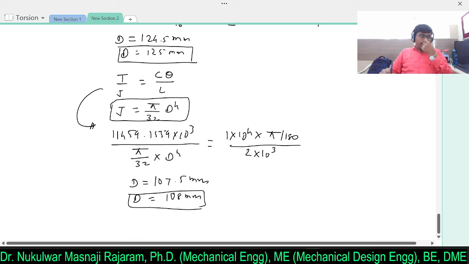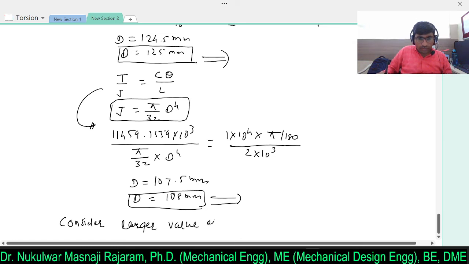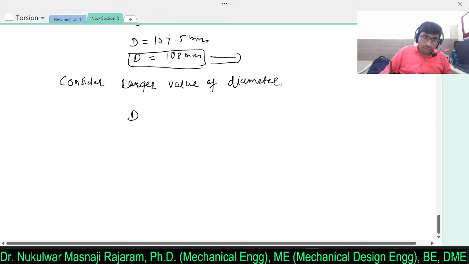From both equations we got different diameters. Clear? Here we got 125 mm, here we got 108 mm. It is always better to have a larger diameter. If you take the smaller one, then it might fail. So consider the larger value of diameter. Clear? Then the answer must be: diameter of shaft will be equal to 125 mm.